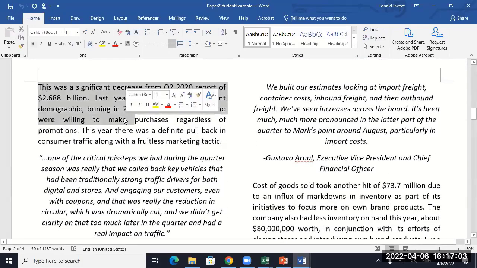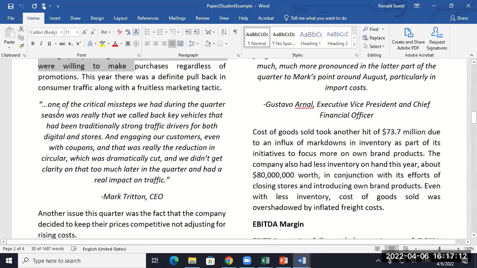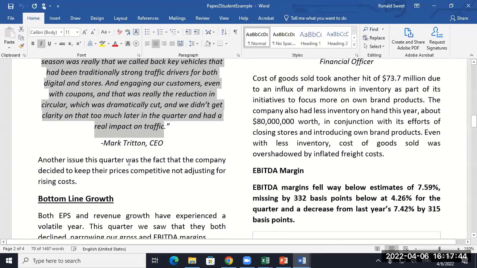She talks about that as well. She's probably going to have some redundancy here because she just talked about foot traffic. Well, obviously foot traffic drives revenues, so there's going to be some. Another quote from the CEO: "One of the critical missteps we had was really that we cut back key vehicles that had been traditionally strong traffic drivers for both digital and stores and engaging our customers, even with coupons. And that was really the reduction in circular, which was dramatically cut. We didn't get clarity on that until much later in the quarter, and it had a real impact on traffic." Boy, I'm not sure what he just said, but he said something there.